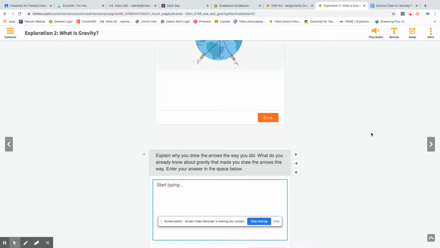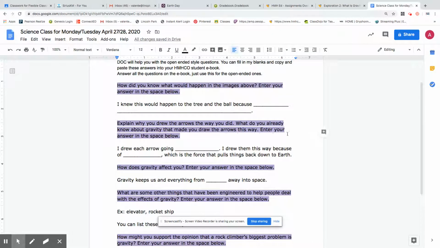All right, time for our doc again. Explain why you drew the arrows the way you did. What do you already know about gravity that made you draw the arrows this way? So we go to that question right here. I drew each arrow going blank. I drew them this way because of blank, which is the force that pulls things back down to Earth. And you can copy and paste that in once you have your 2 words.